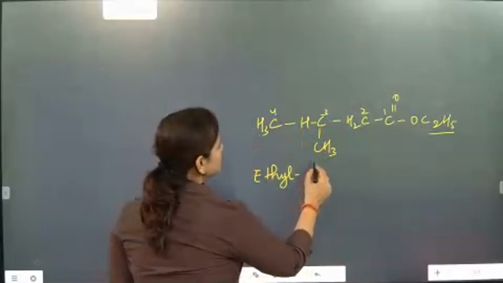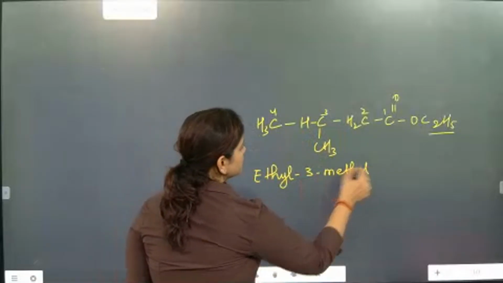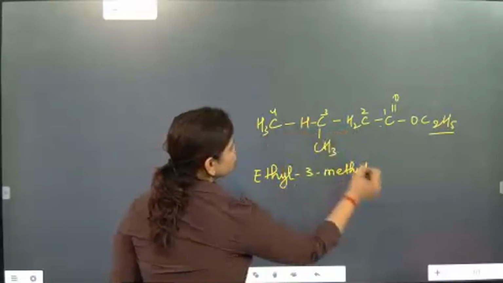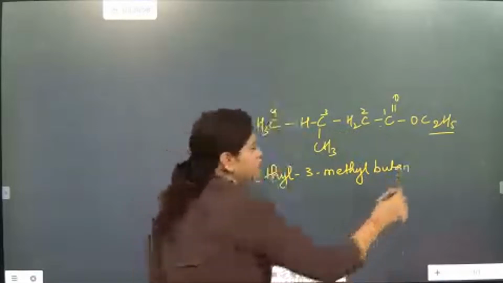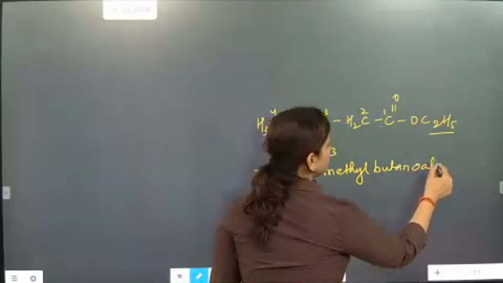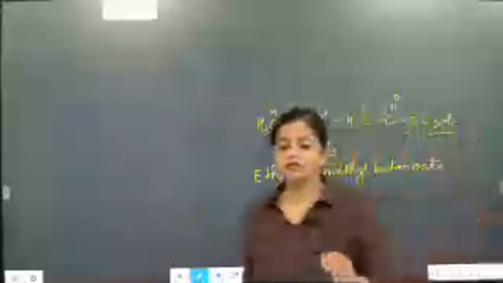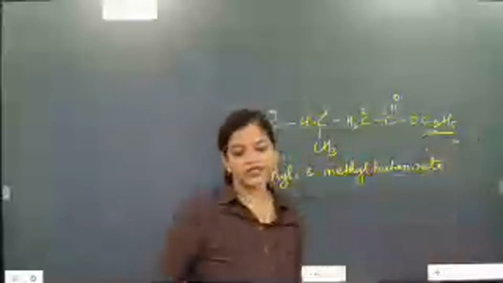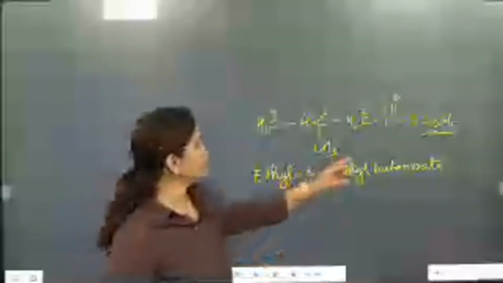So what will we say? 3 methyl. After that, 1, 2, 3, 4, so butane. The E is removed, butanoate. Did you understand it? Easy enough. First, finish that section. What is that section? It is ethyl. After finishing that section, what we need to do is focus.